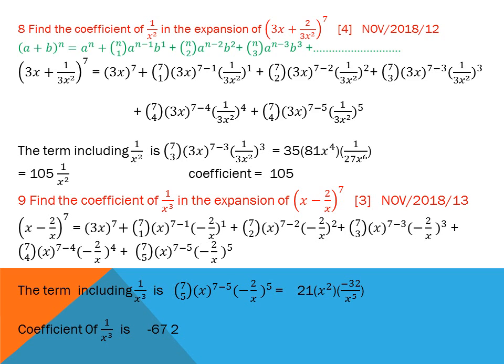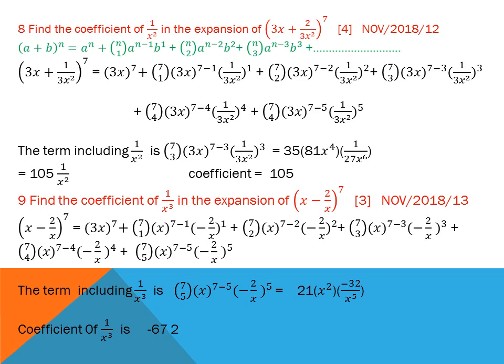Find the coefficient of 1 over x cube in the expansion of this. Here it is similar to the previous question 8. In question number 8 he is asking about the coefficient of 1 over x square, but in the next question he is asking about the coefficient of 1 over x cube. There is only a little bit of difference.